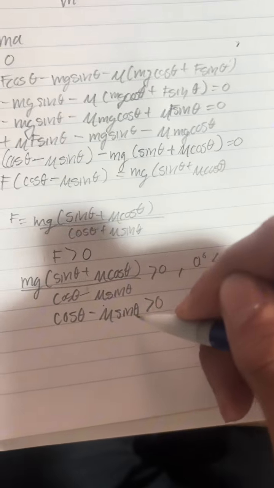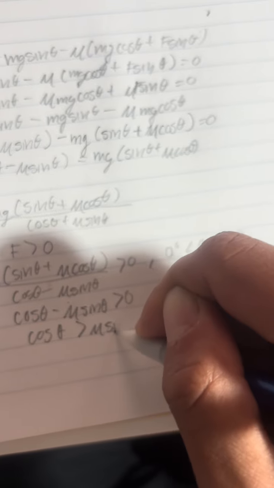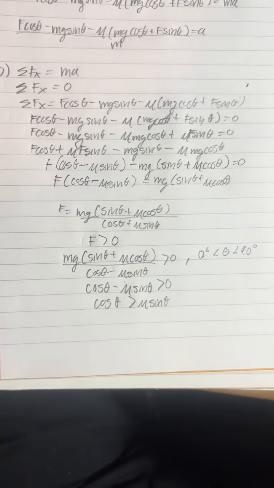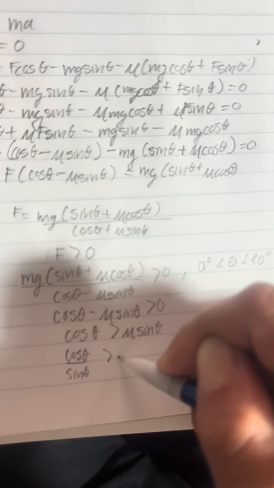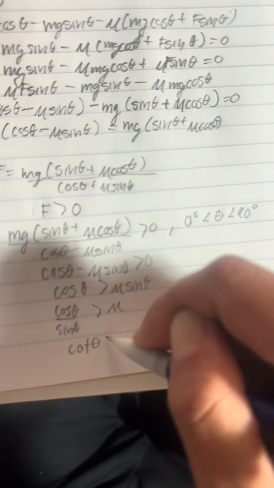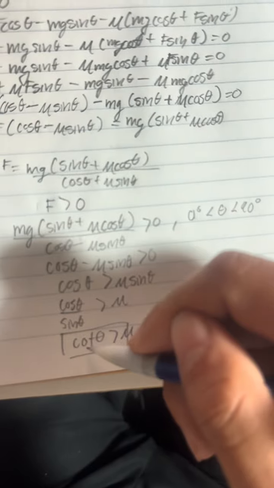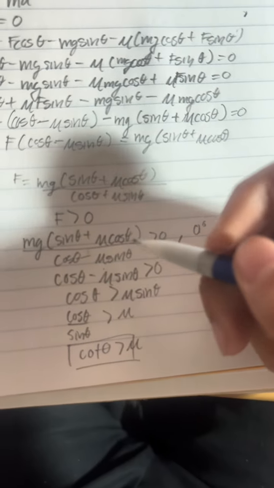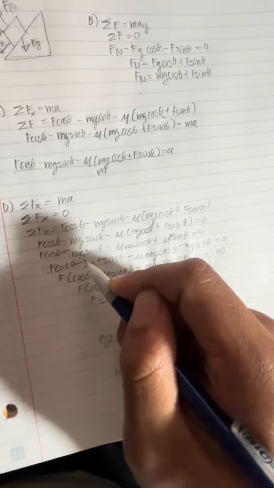Now I'm going to move the mu sine over here. And then I'm going to isolate for mu. So I'm going to divide the sine over. So I have cosine theta over sine theta is greater than mu. And then cosine over sine is equivalent to cotangent theta over mu. And this is the relationship. This means that the cotangent must be greater than mu in order for the box to keep moving up. Yeah, I messed up around right here. This is supposed to be a negative, not a positive.